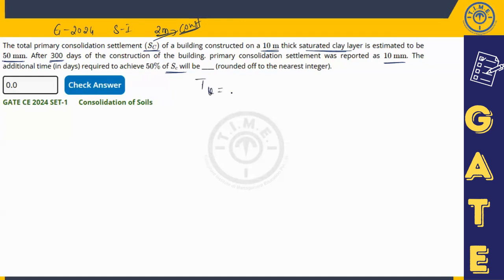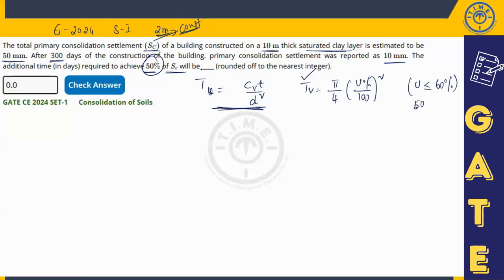Time factor TV is given by the formula CV T by D square, and time factor is also given by the formula pi by 4 (U% by 100) whole square when the degree of consolidation is less than or equal to 60%. Here we are asked to achieve 50%. Is 50 less than 60? Tell me. Yes, 50 is less than 60. Then we can use this formula. And this formula is constant always.